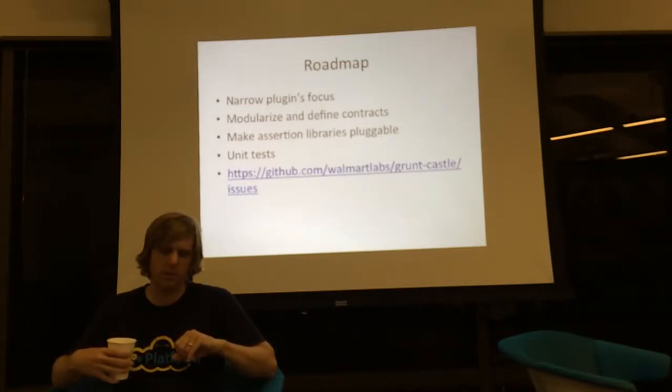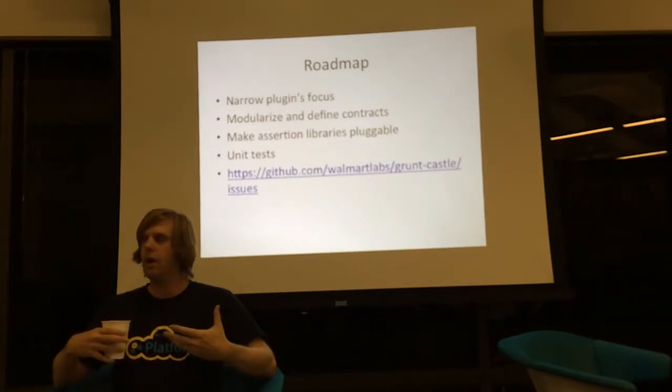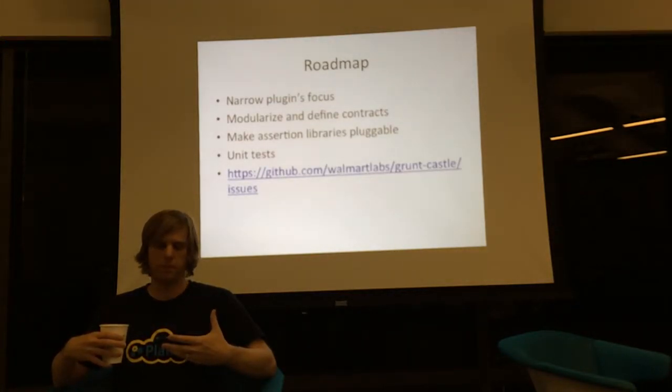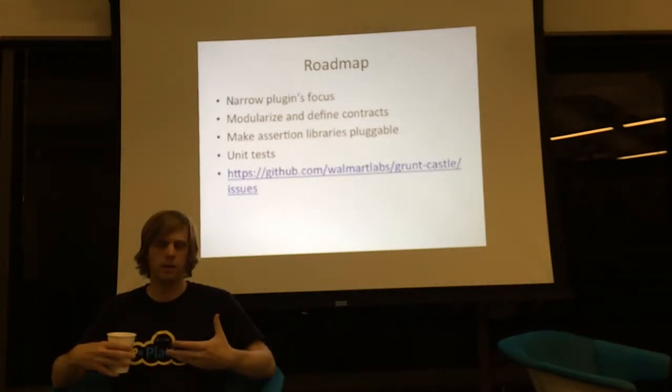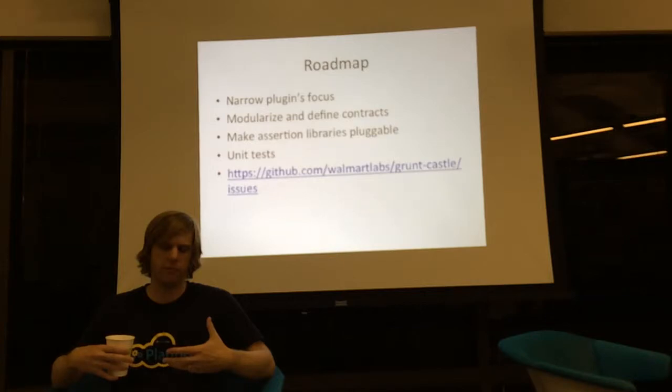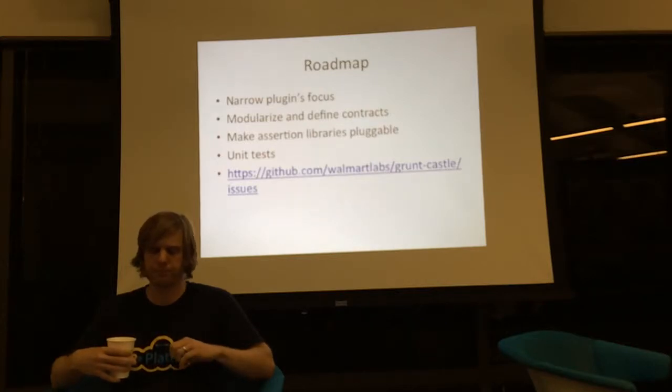The second thing we want to do is modularize it and define some contracts, because right now everything's running Mocha. So if you've written all your unit tests in Jasmine and you're using Jasmine as your test runner, I'm hoping that we can write something that has a nice API where you can say, I'm using Jasmine, or I'm using Mocha, and then you don't have to worry about it, it'll just be another configuration option.